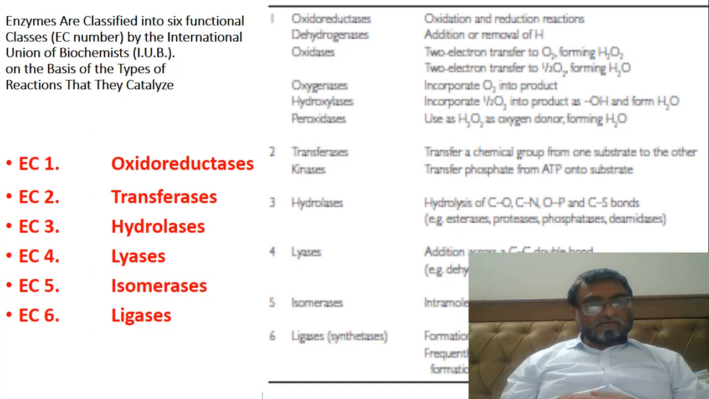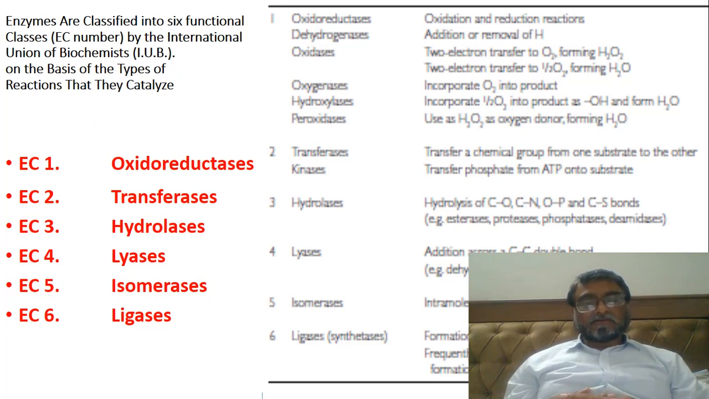EC1 means oxidoreductase. It's a big class; all of these are big classes having different kinds of enzymes in them. EC1 means oxidoreductase, EC2 is the transferase class, EC3 is the hydrolase class, EC4 is the lyase class, EC5 is the isomerase class, EC6 is the ligase class. EC1, as the name indicates, is oxidoreductase, which consists of many enzymes because it's a big class. It covers all the enzymes associated with oxidation and reduction processes.